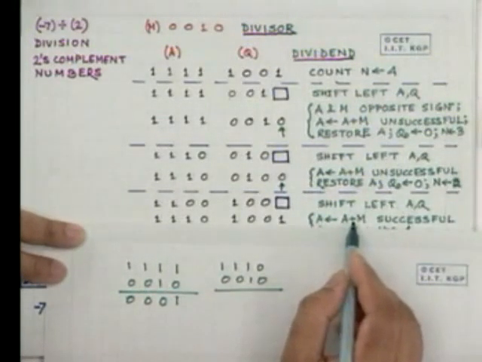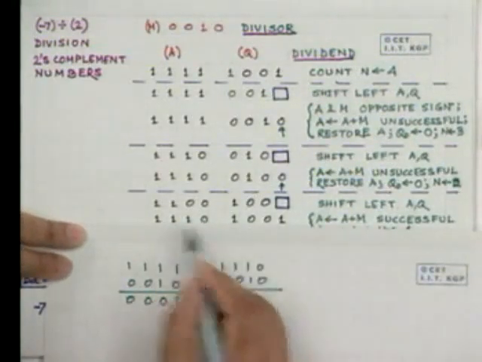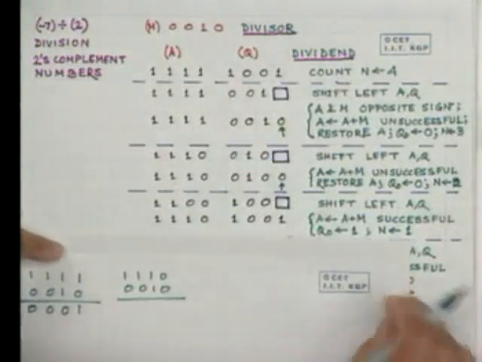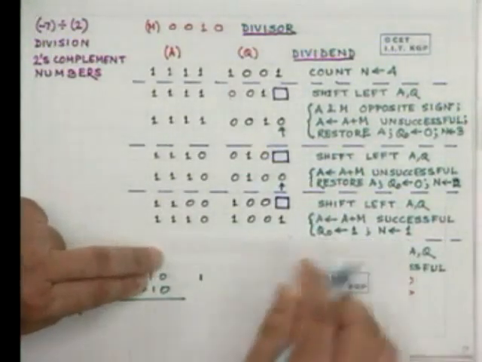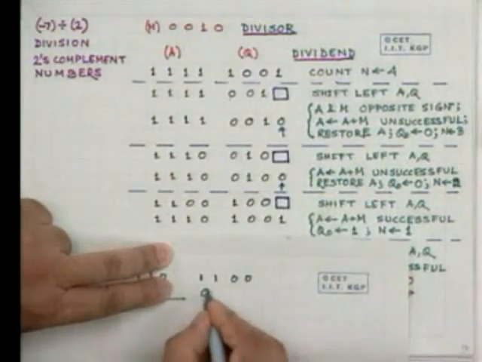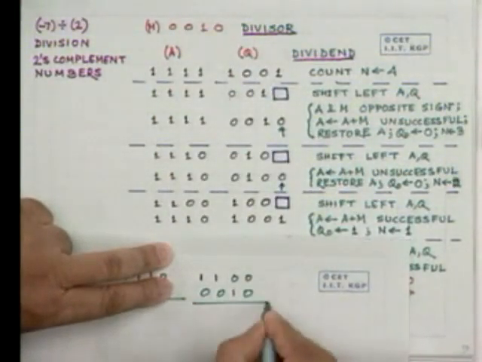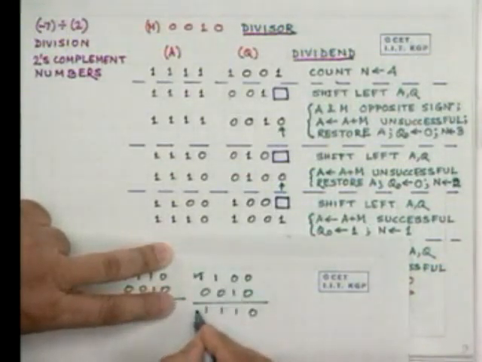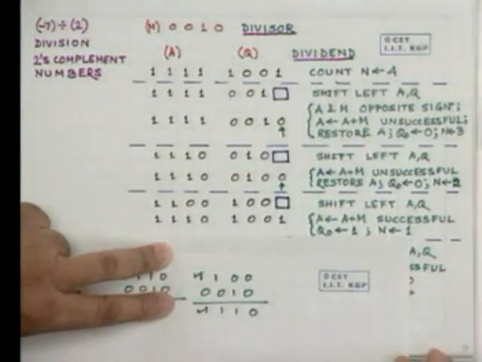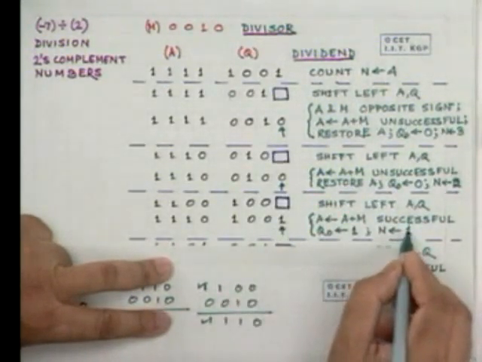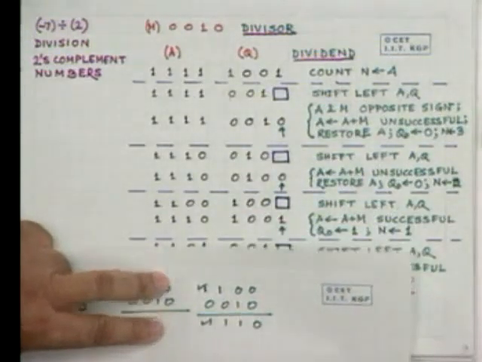make A equal to A plus M. Now, this time it is successful because you see it was now 1, 1, 0, 0. We add 0, 0, 1, 0. We get 1, 1, 1, 0. The original sign bit and this sign bit is the same, and therefore the operation is taken to be successful. Q0 is put to 1, and count is reduced to 1.